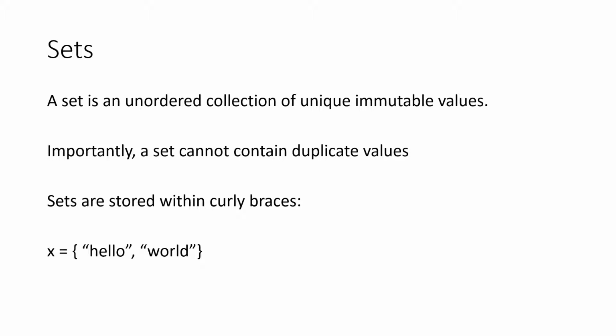A set is an unordered collection of unique, immutable values. Now, there are three important parts to this. First, make a note that a set cannot contain duplicate values. Each item in a set must be unique. Now when we look at a set in Python, we store it within curly braces. So you can see a piece of code here where we create a set X and set it equal to the two strings hello and world.